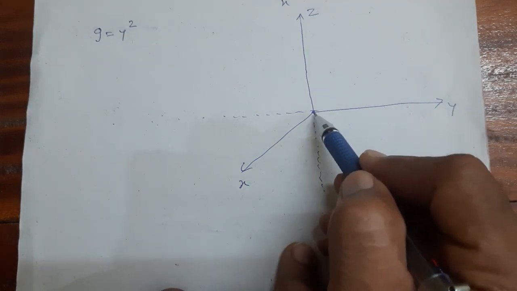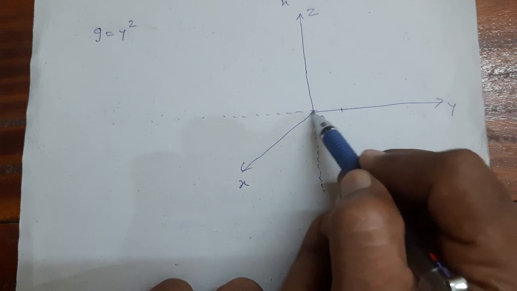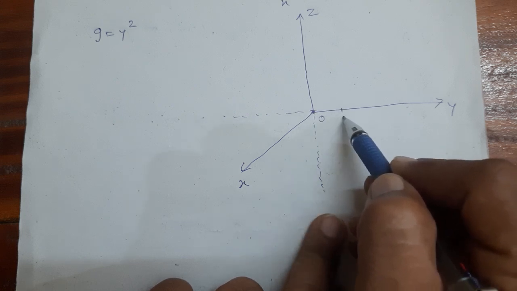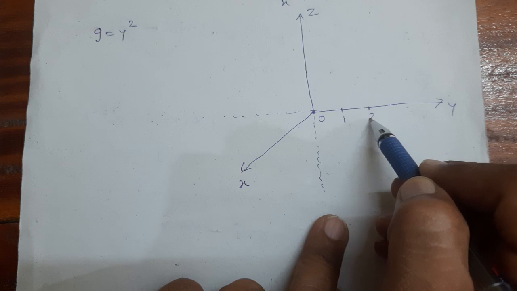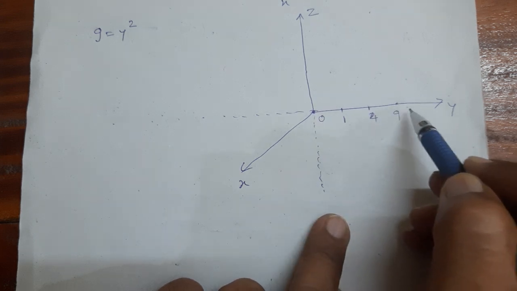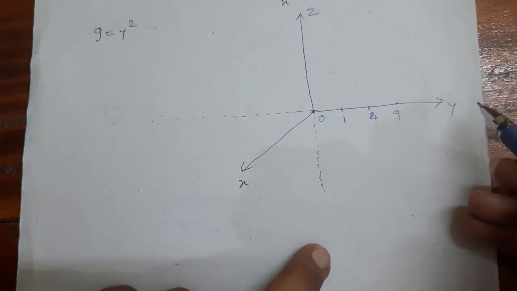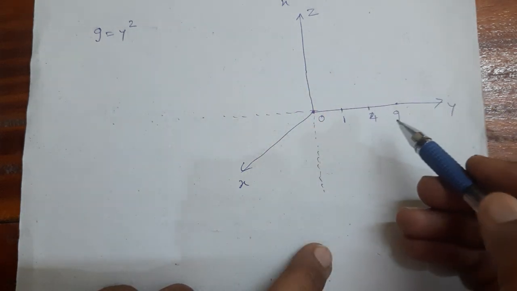Therefore at 0, 0, 0, the value of g is equal to 0. At 0, 1, 0, the value is 1. At 0, 2, 0, the value is 4. At 0, 3, 0, the value is 9, and so on. Now I can think about a few different points in the yz plane.